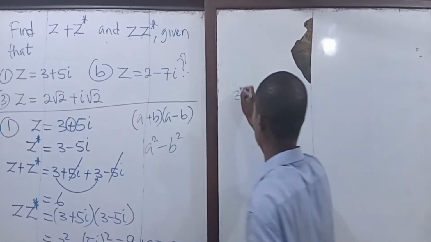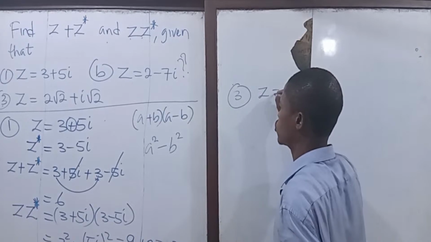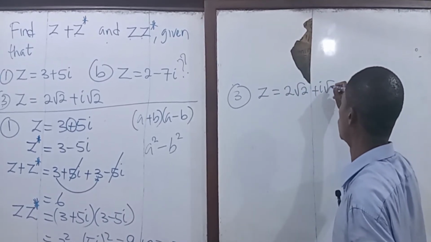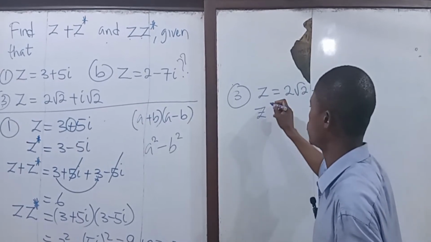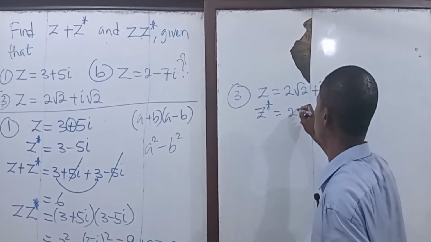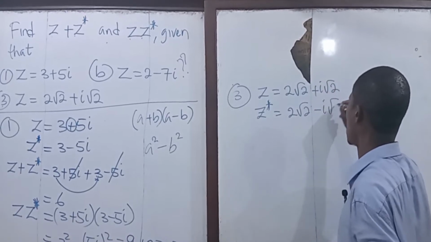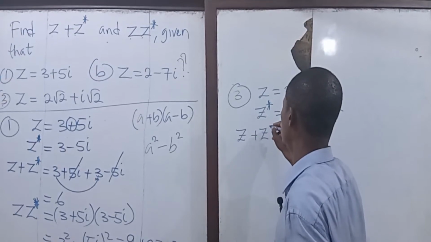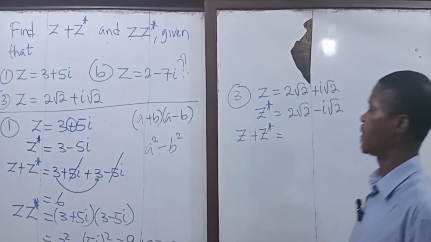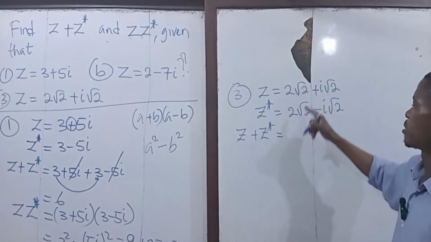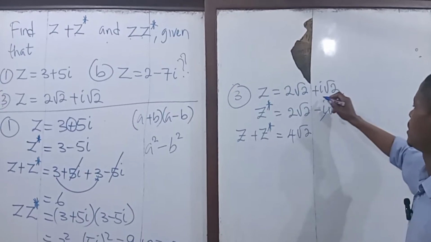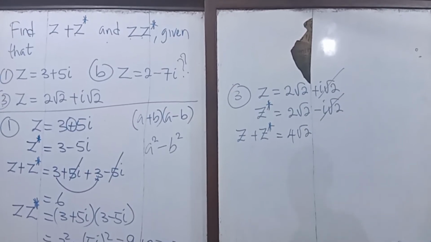The third part, Z is 2 root 2 plus i root 2. Let's get its conjugates, and that will be what? 2 root 2 minus what? Minus i root 2. Can we add them together? Do the addition of the conjugates and the complex number. So this one plus this one, that's a 4 root 2. Okay, and this one we cancel, it disappears. So we have this.